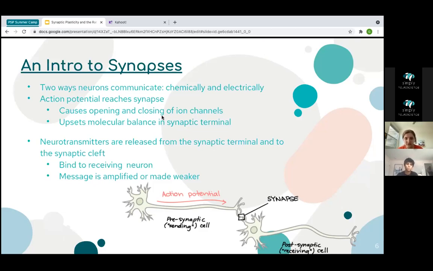Once the neurotransmitters leave the terminal, they're in the synaptic cleft. That's where they're going to travel over to the other neuron's dendrites and bind to those receptors. Once they actually bind to those receptors, the message the neurons are communicating is made either stronger or weaker. And that is essentially synaptic plasticity, but we'll get into that a bit more in a second.